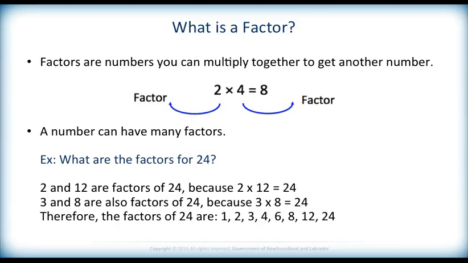So if we look at the factors for 24, 2 and 12 are factors of 24 because 2 times 12 equals 24. However, 2 and 12 are not the only factors. 3 and 8 are also factors of 24 because 3 times 8 is equal to 24. 24 has other factors besides 2 and 12, and 3 and 8. The factors of 24 are 1 times 24, 2 times 12, 3 times 8, 4 times 6. We list these factors from the lowest, starting with 1, and all the way to the greatest, which is 24.